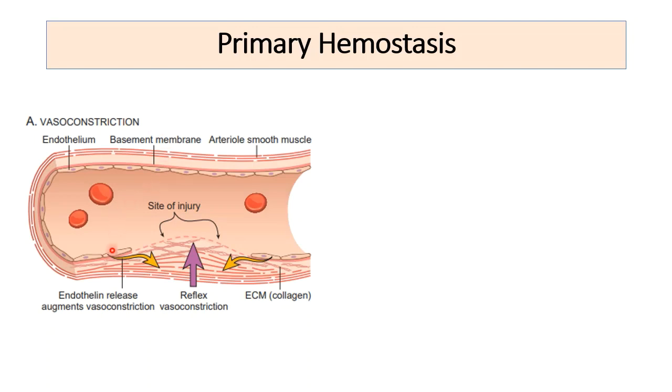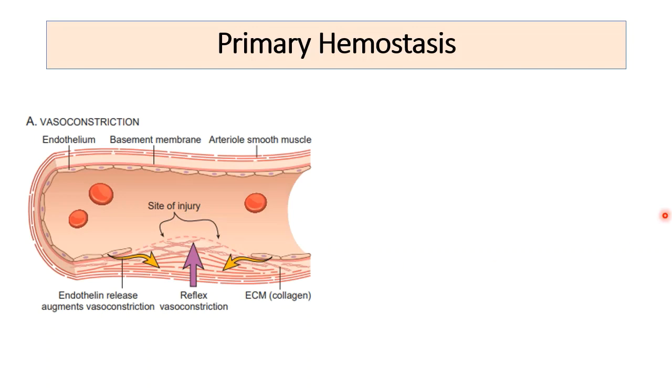Now, arteriolar vasoconstriction occurs immediately and markedly reduces blood flow to the injured area. It is mediated by reflex neurogenic mechanisms and may be augmented by the local secretion of factors such as endothelin, which is a potent endothelium-derived vasoconstrictor. This effect is transient and bleeding would resume if not for activation of platelets and coagulation factors.